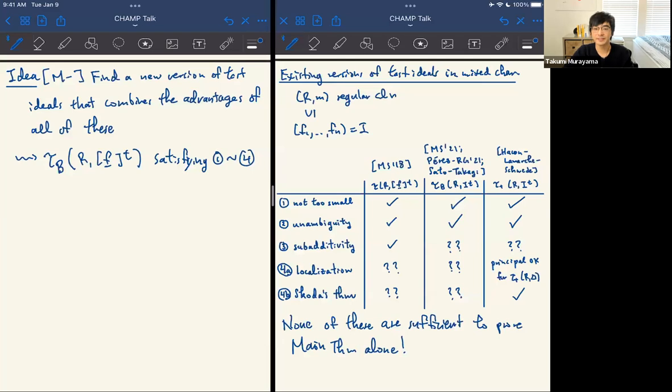But with that, what I want to do for the rest of the talk is talk about some ideas in the proof of my main theorem. So before I get into more technical details, are there any questions? Okay.